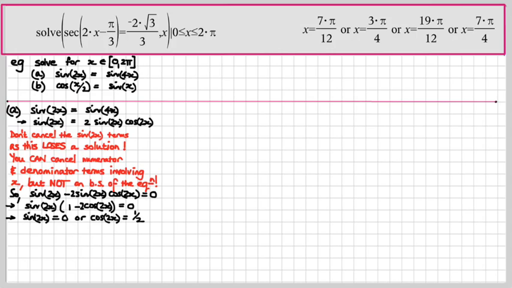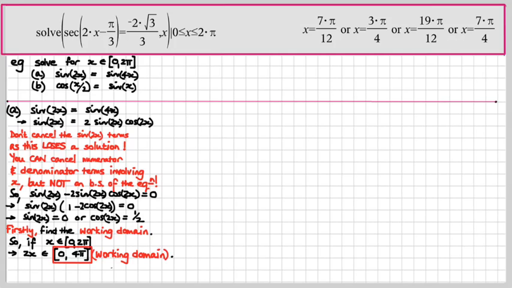Now you've got to solve each separately, and I suppose I should have worked out my working domain, shouldn't I? Because the x goes from 0 to 2 pi, so 2x is going to go from 0 to 4 pi, isn't it? So, yeah, there it is there. I did remember. So, if x goes from 0 to 2 pi, 2x goes from 0 to 4 pi, my working domain.